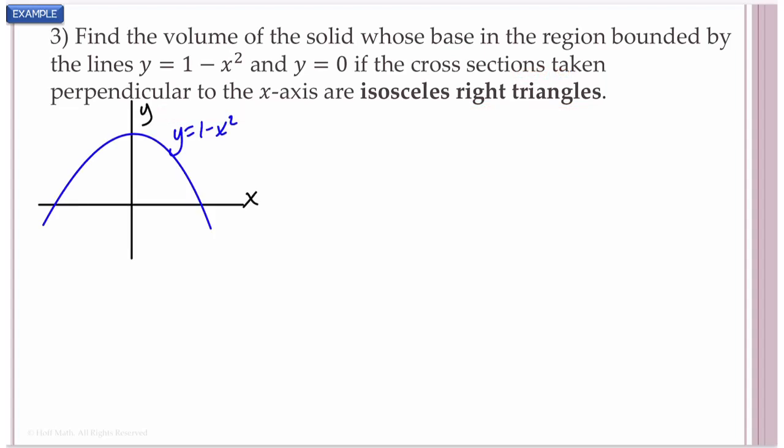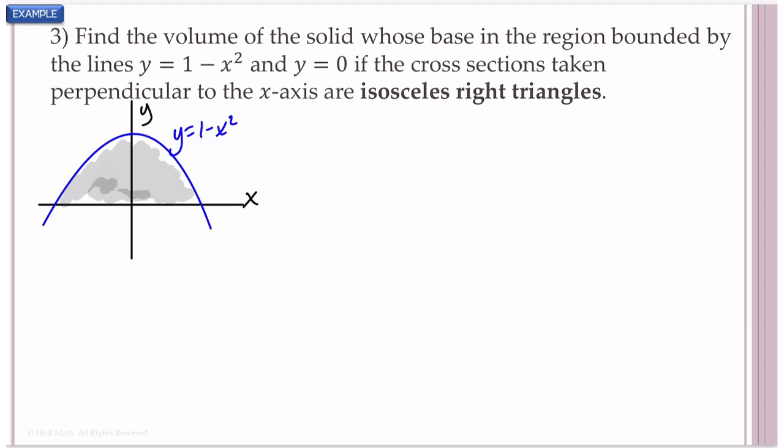Let me go back and read it again. It says the volume of the solid whose base is the region bounded by the curves 1 minus x squared and y equals 0, so that's the x-axis, if the cross sections are taken as isosceles right triangles. So let me sketch in the area that's the base, so that's going to be this region here, the base of my isosceles right triangle.